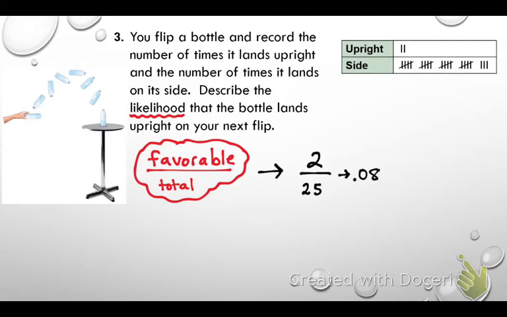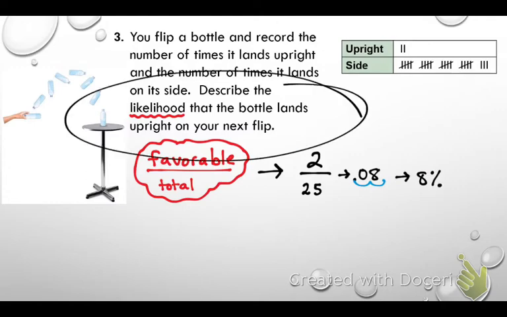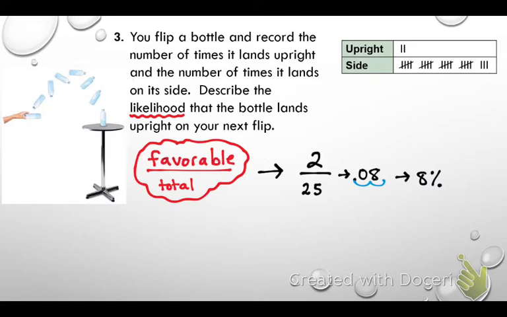Do we know how to turn that into a percent? Yes, you moved the decimal. Move the decimal twice to the right. So, guys, what percent would this be? 8%. Is 8% my final answer? No. Remember, here's what it says. Describe the likelihood.